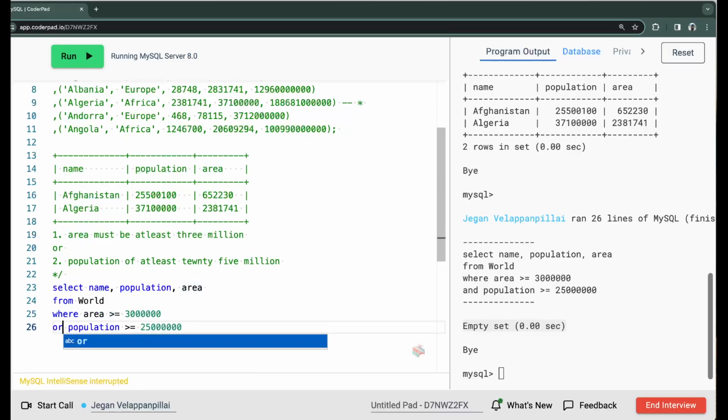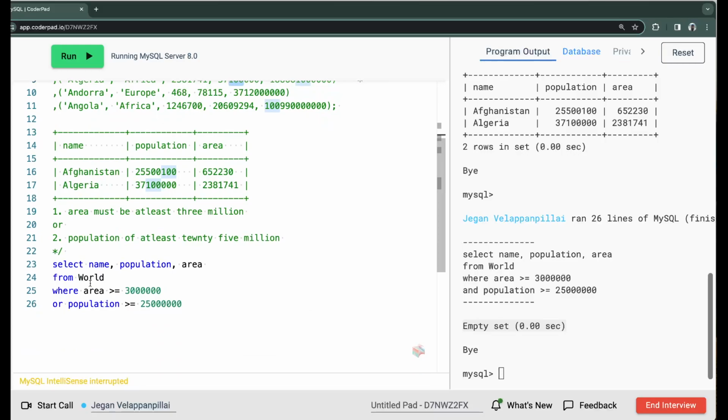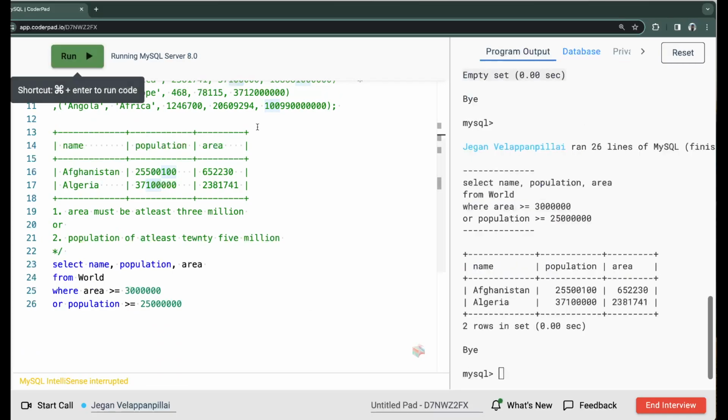So when you have or, that means there are two countries, Afghanistan, which is more than 25 million, and then Algeria is more than 25 million, right? So when you have or condition, you get those two records.